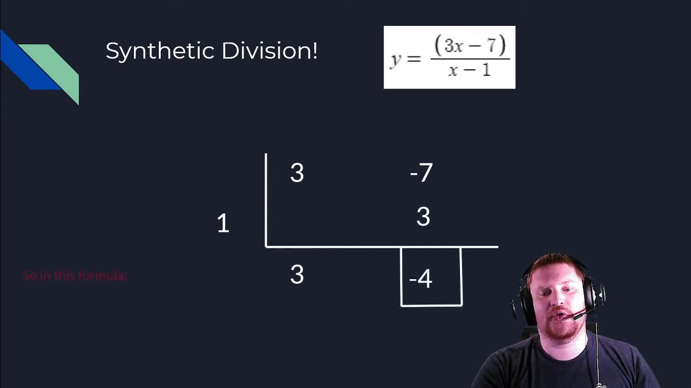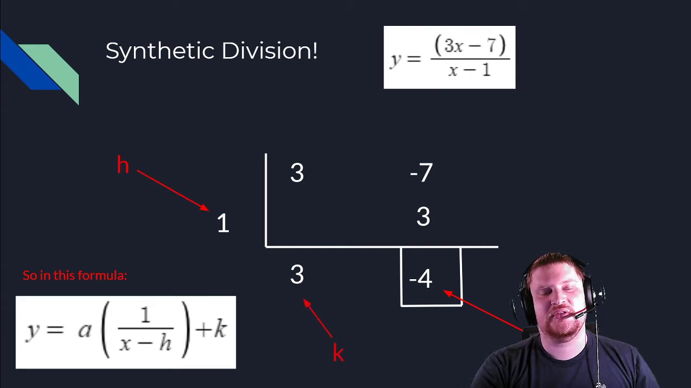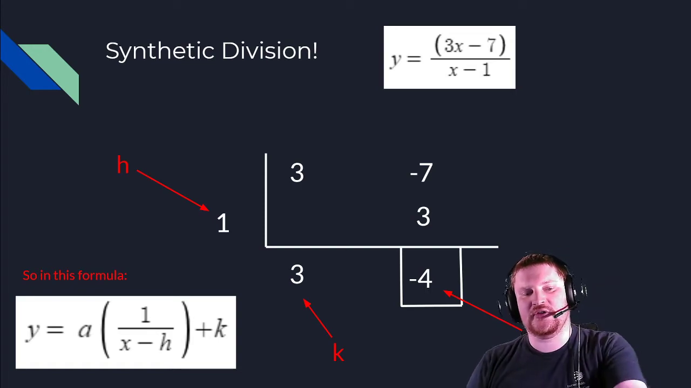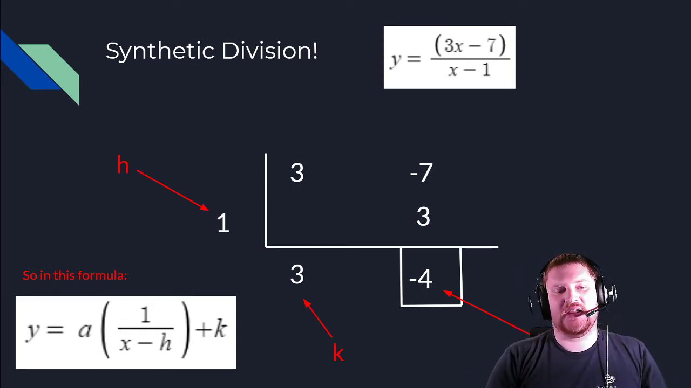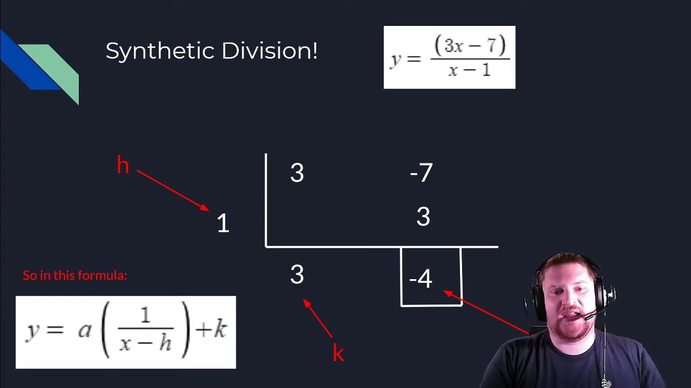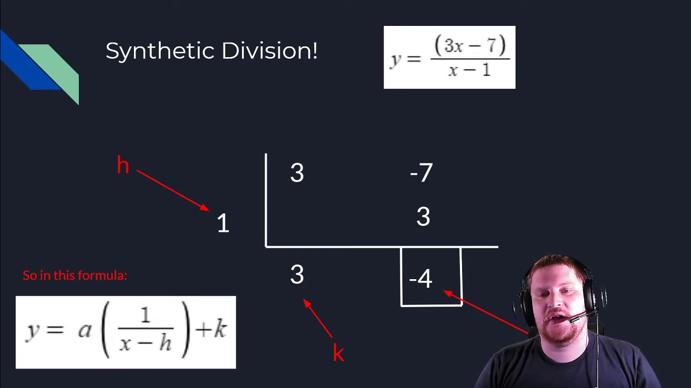And lo and behold, we have our formula, which is a times 1 over x minus h plus k. There's your a, there's your h, and there's your k. So all you have to do is plug those individually in. So instead of writing a, you're going to write negative 4. Instead of writing h, you're going to write 1. And instead of writing k, you're going to write 3.